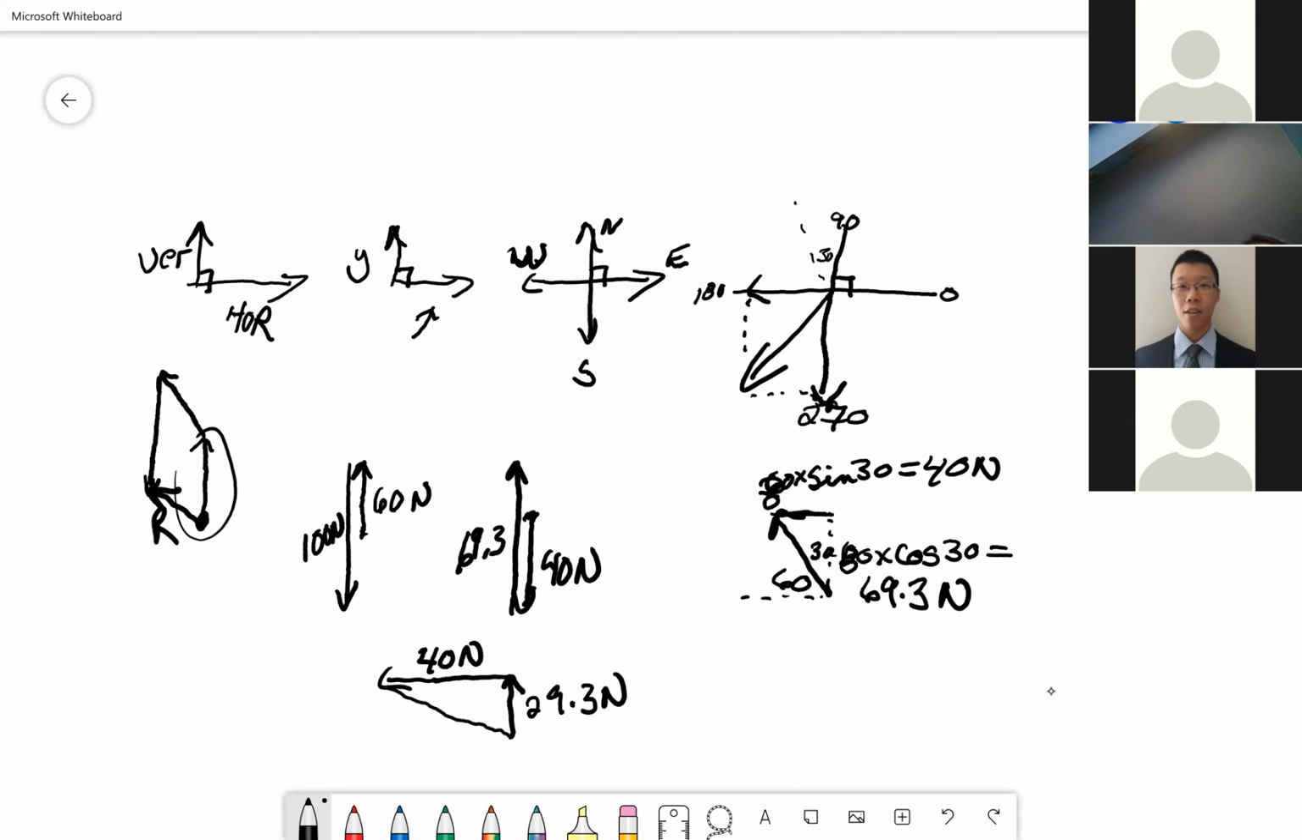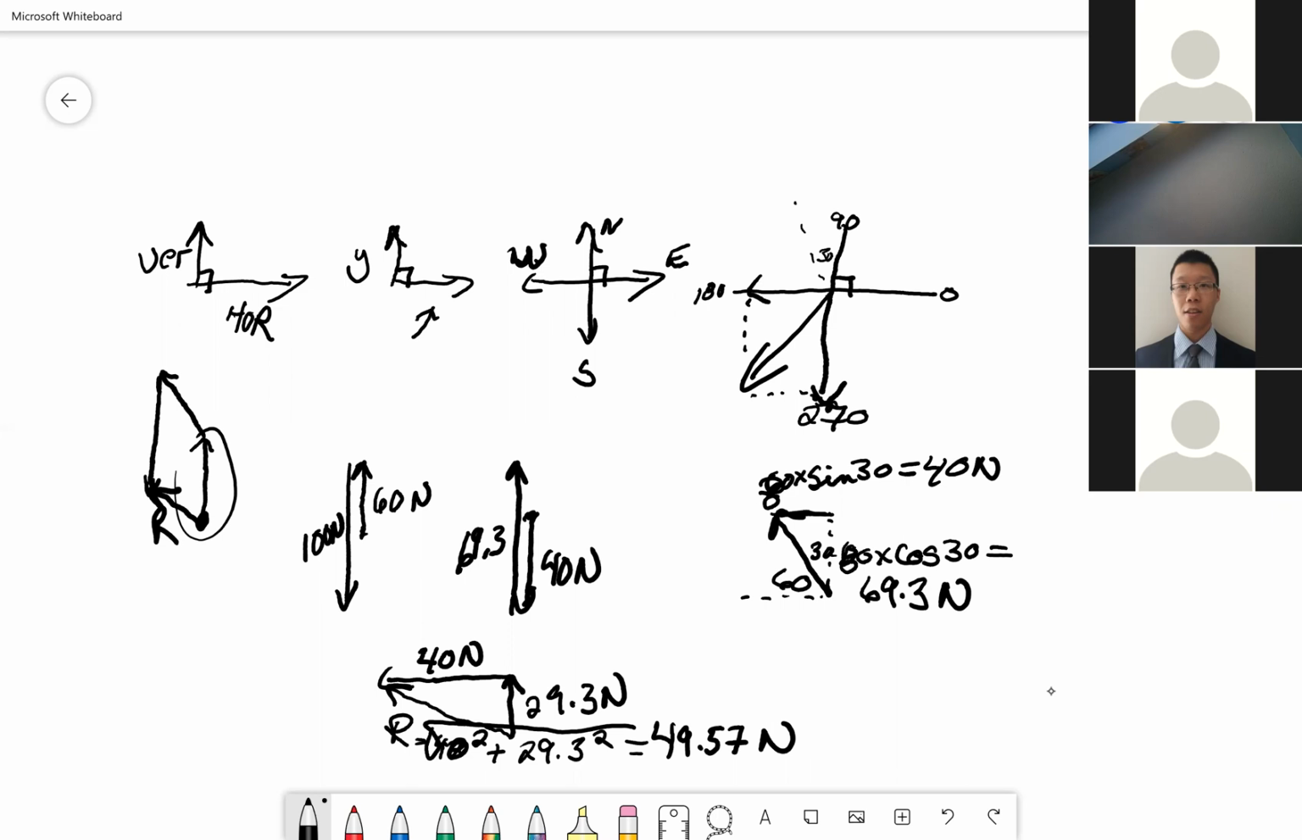So now I can figure out this resultant. The resultant is going to be 40 squared plus 29.3 squared, take the whole square root of it, and hopefully that's going to be 49.57. Yeah, that's correct. There we go, newtons. So that's the magnitude of it.